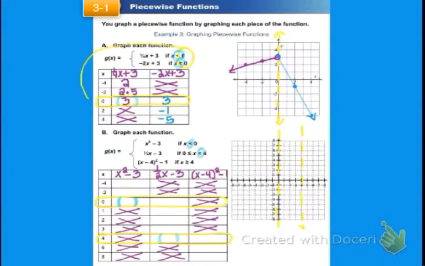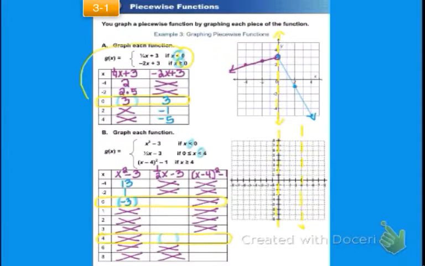So let's see, if I plug negative 4 in, negative 4 squared is 16, minus 3 is 13. So one of my points is negative 4, 13 on this graph. Then I plug in negative 2, and I square it, that's positive 4, minus 3 is 1. And then plug in 0. Of course, I'm going to have an open dot there, but plug in 0. 0 squared is 0. Minus 3 is negative 3.